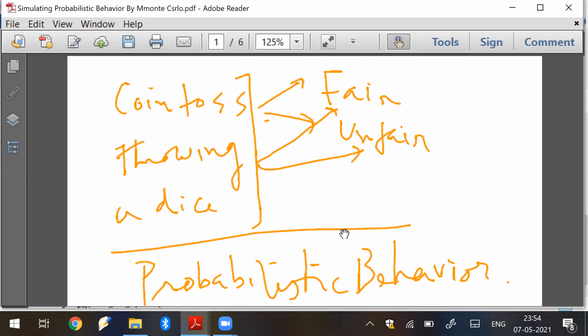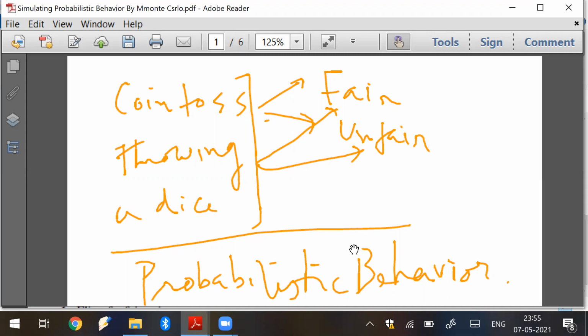If you consider a coin toss or throwing a dice, they can be classified into fair and unfair, depending on whether the coin you are using has some specifications. Suppose head will occur more times than tail, or vice versa. If nothing like that is specified, then we are using an unbiased coin, so this is a fair coin toss; otherwise it is an unfair coin toss. Similarly, throwing a dice can be fair or unfair. Whether fair or unfair, in all cases we get, in a real life situation, a probabilistic behavior.